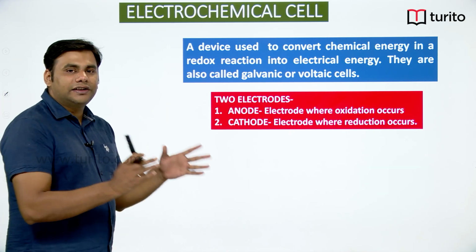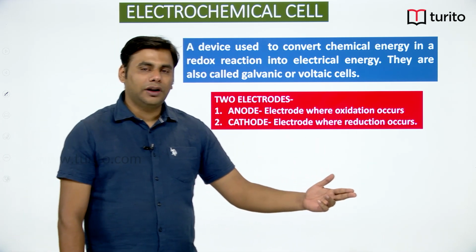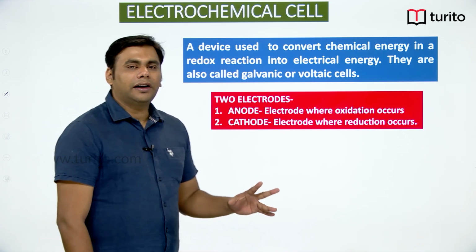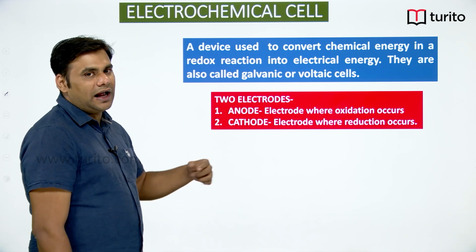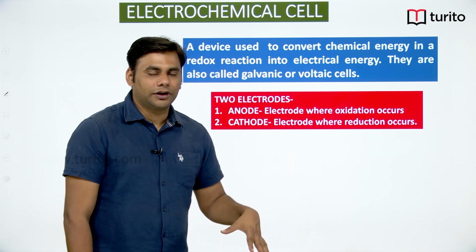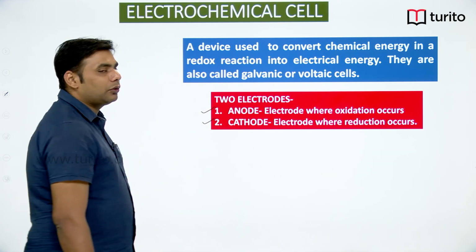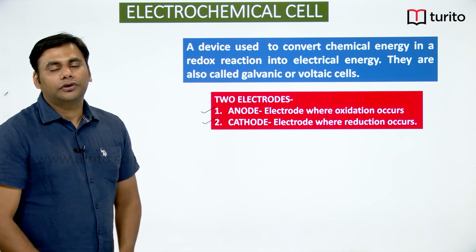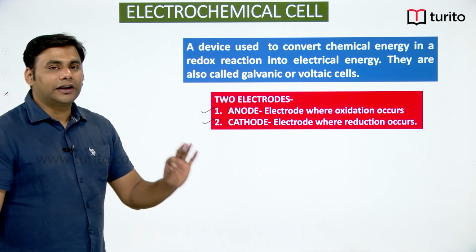So basically in the cell you will always have two electrodes. One is called the cathode and the other electrode is called the anode. Now we will not remember them conventionally according to the sign, because in the galvanic cell and in the electrolytic cell the sign of the cathode and anode is opposite. So we will just understand the electrode through the reactions happening at those electrodes. So cathode is the electrode where reduction occurs.